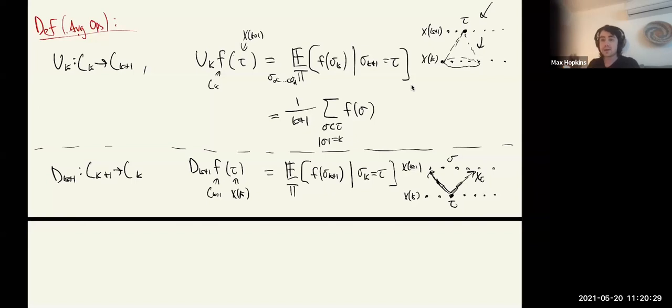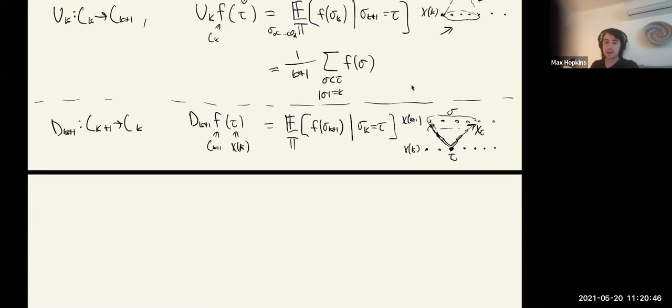And the distribution now is a little bit different, right? Because when we move up the complex, we have to use these conditional distributions. We have to be a little bit more careful. So instead of being uniformly distributed, like when we move down up here, these sigmas are now distributed as if they're on the link of tau.